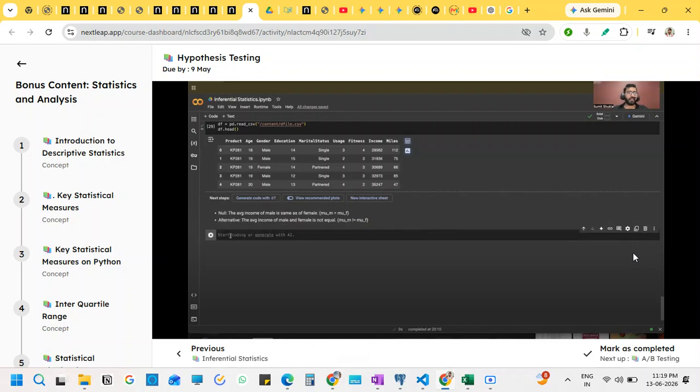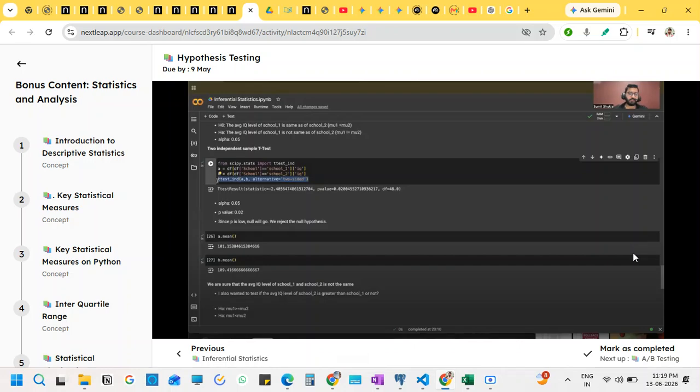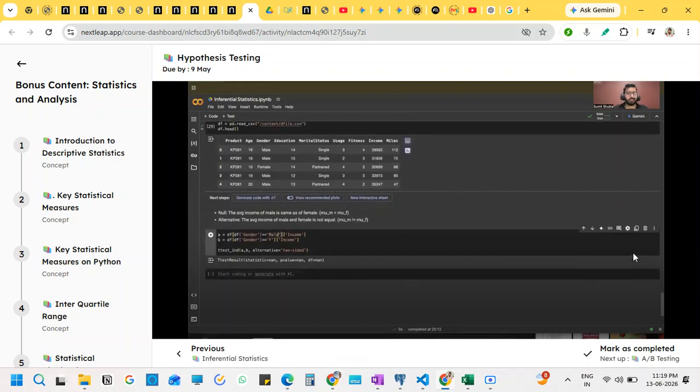Now let's first of all find out the average. So A is equal to df gender male, and B is df gender female. We have A and B. And let's do one more thing. Let's copy this, put it over here, and let's use two-sided, because it is not equal to over here. Again, some problem. Here it is male actually. So male, here it is female, and everything looks good now.